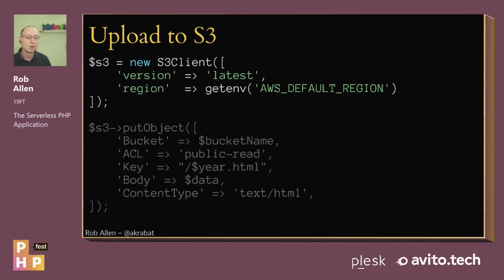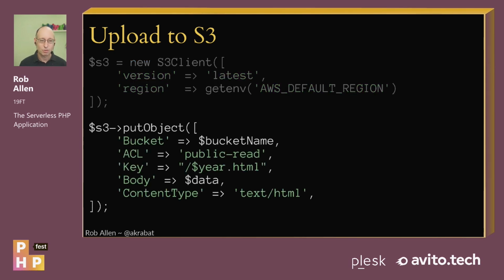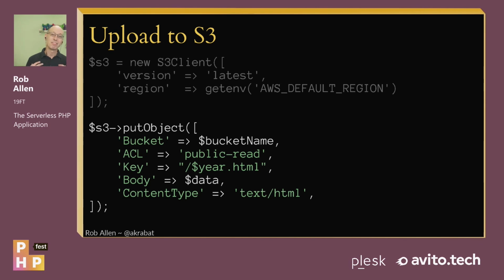An S3 client is part of the AWS PHP SDK. They make it really easy to work with PHP with their services. It's a very nice ecosystem. So once I've got my S3 client, I can just call put object. And I've now uploaded my HTML file into the S3 bucket. I haven't showed you how to make the HTML file because practically my HTML isn't very good. You don't want to see it.